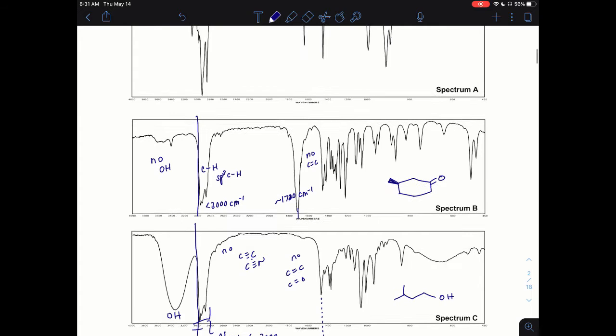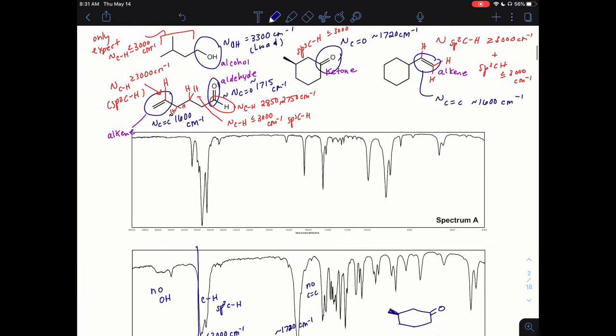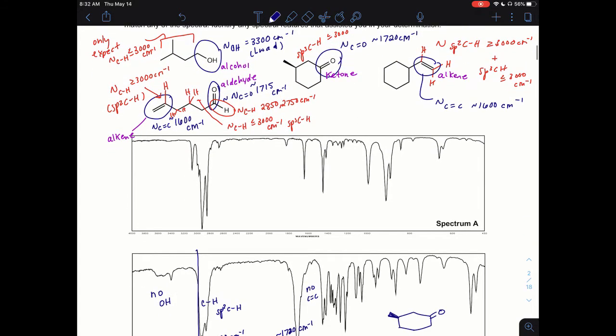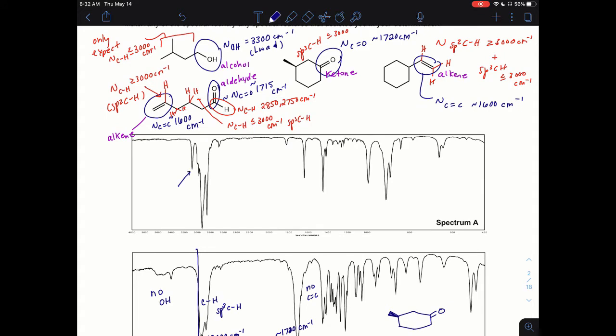All right, spectrum A. Spectrum A is nice and exciting. We have this peak here. What is that? Well, that is the sp2 CH stretch. Yeah, it isn't always so distinct, right? And then we have the sp3 CHs. And then really nothing. There's no triple bonds.